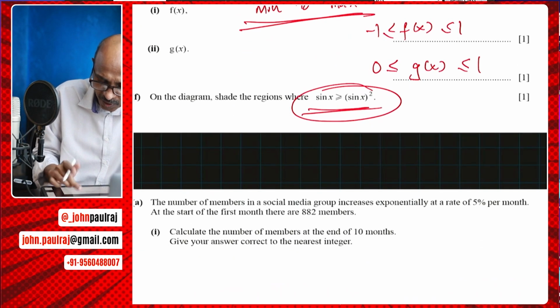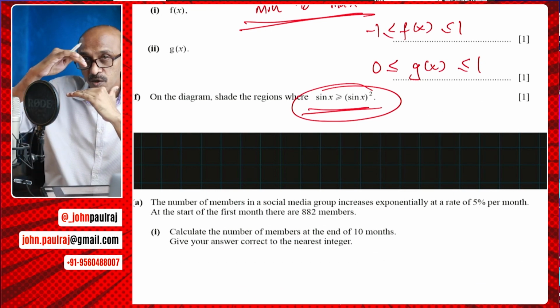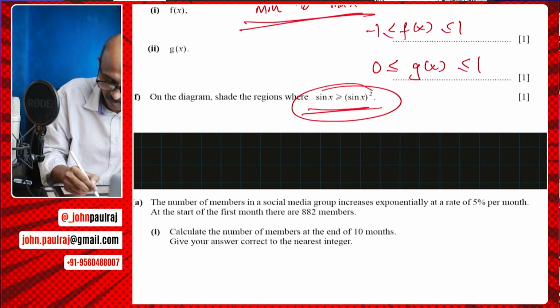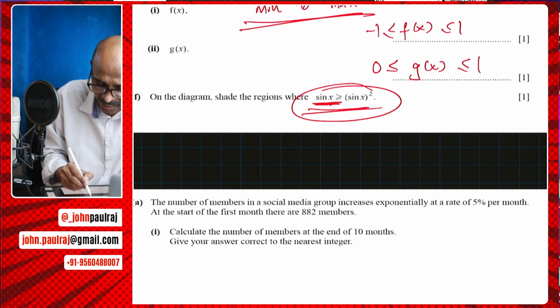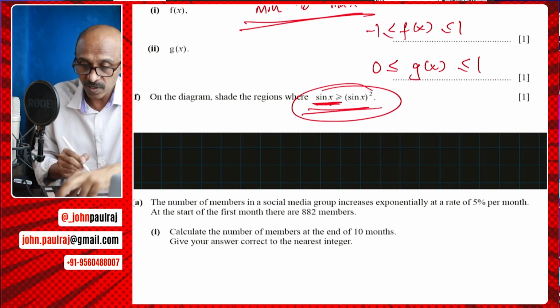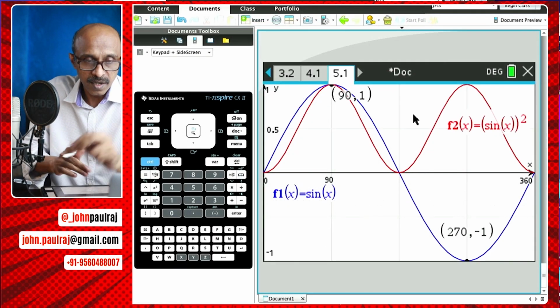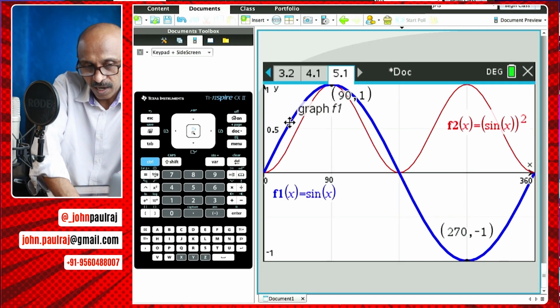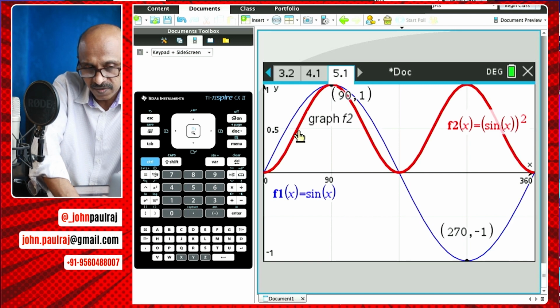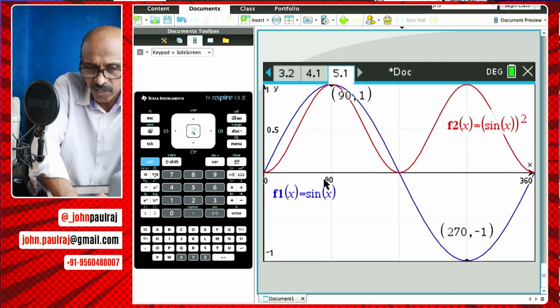When you have one function greater than the other function, it literally means which function is above, all right? So where is sine x above sine x square? Let's look at the calculator. Sine x is above sine x square. The blue graph is above the red graph from 0 to 90.